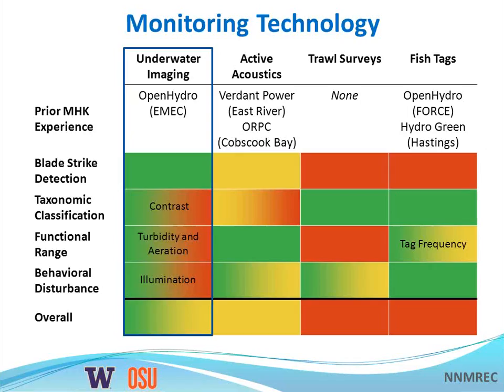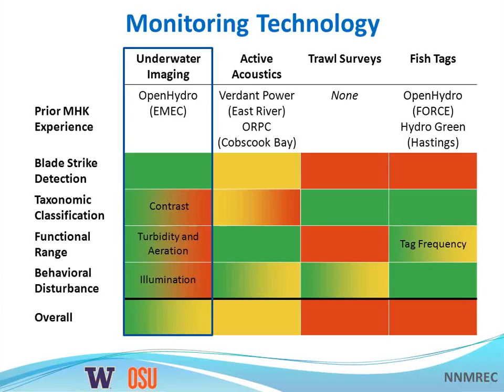So in thinking about the type of monitoring technology to employ to look at blade strike, we thought about a number of different types of monitoring technologies and converged on underwater imaging, which is, in our opinion, the best, though not perfect, solution to look at this. And we evaluated the different technologies along the lines of prior experience in the MHK industry of using this type of technology to address this sort of a question, the technology's capability to detect blade strike, the degree of taxonomic classification possible, the functional range, and the potential for behavioral disturbance.